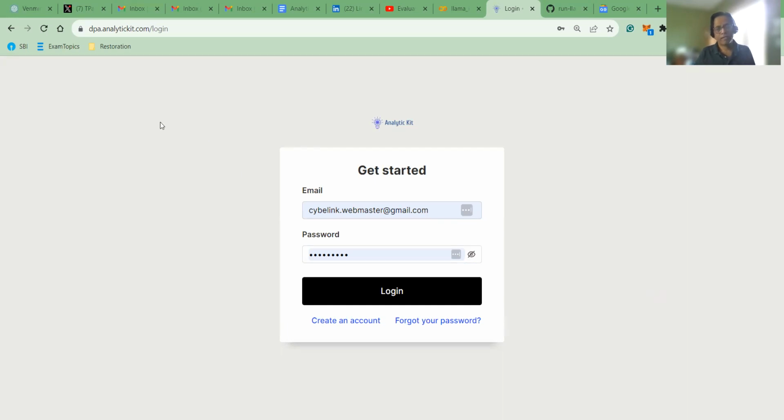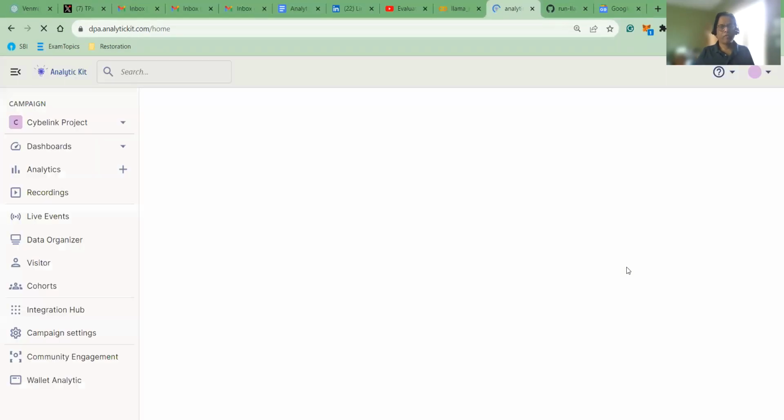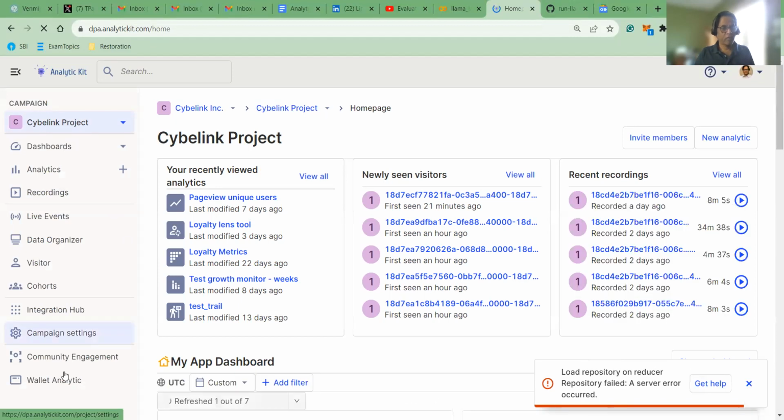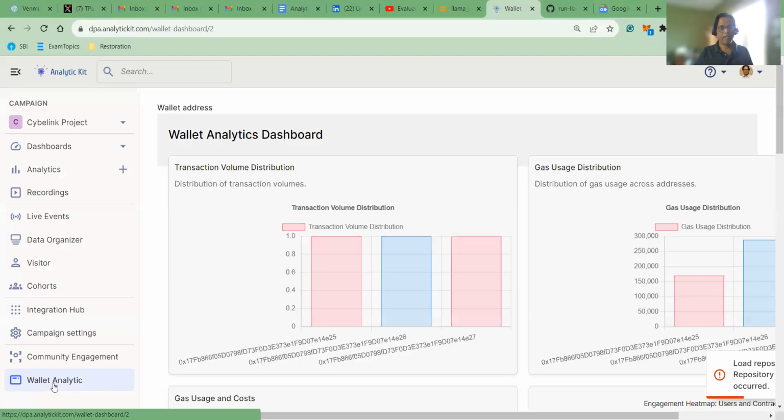First, as usual, as I explained in my previous videos, log into the website by going to dpa.analytickit.com login, then enter your email and password and click login. It will take you to the dashboard. Then on the left hand side, you click Wallet Analytic. Once you click it, it will instantly take you to the Wallet Analytic dashboard.